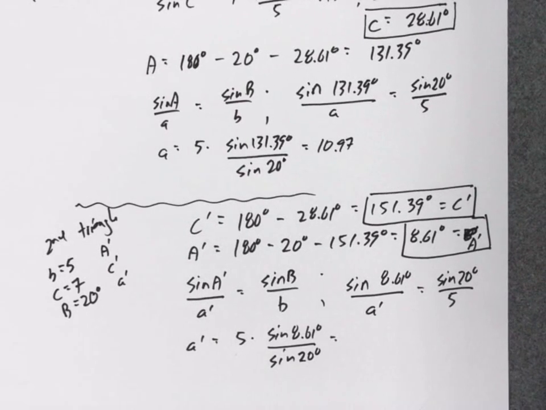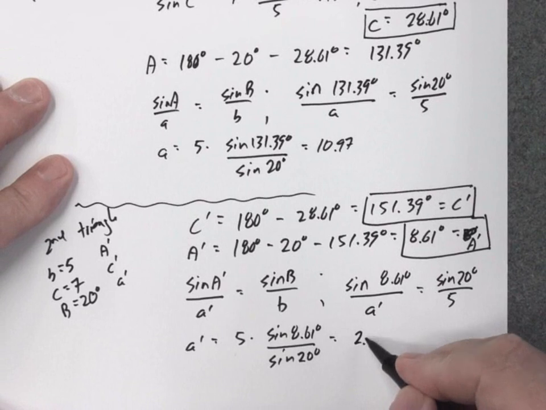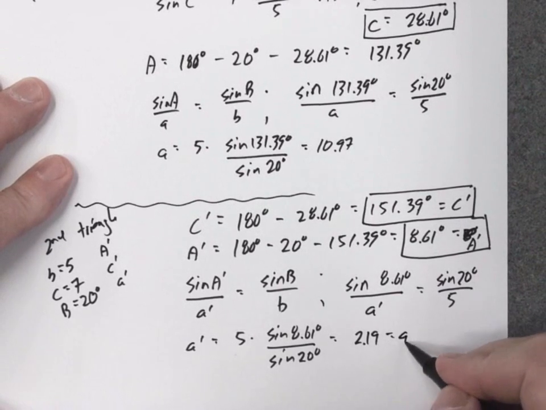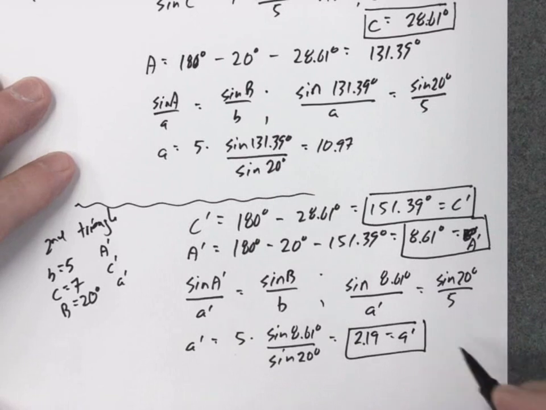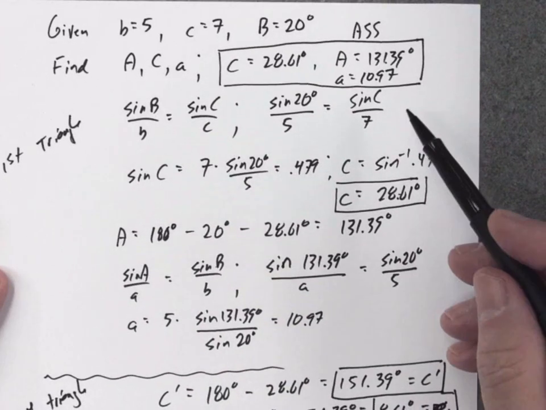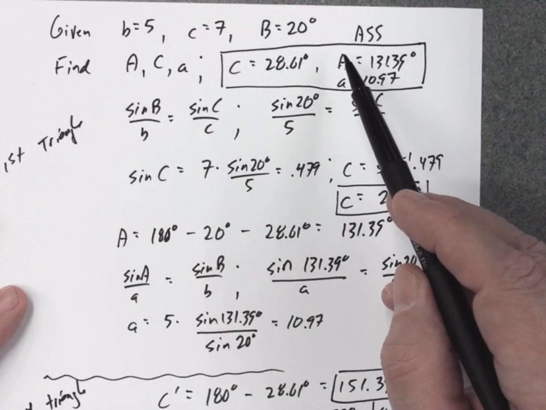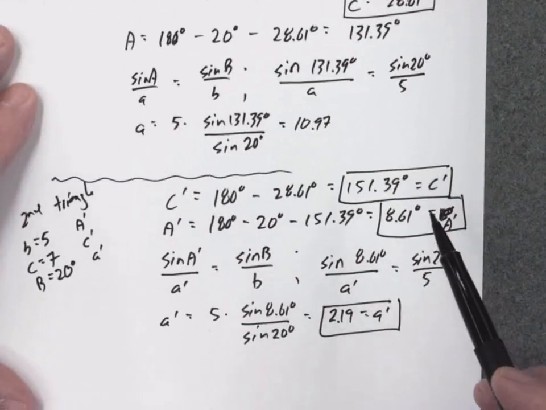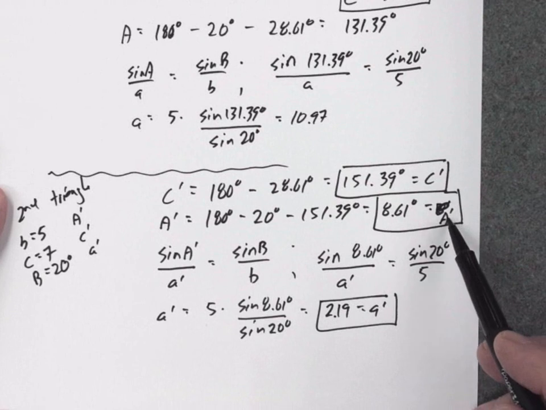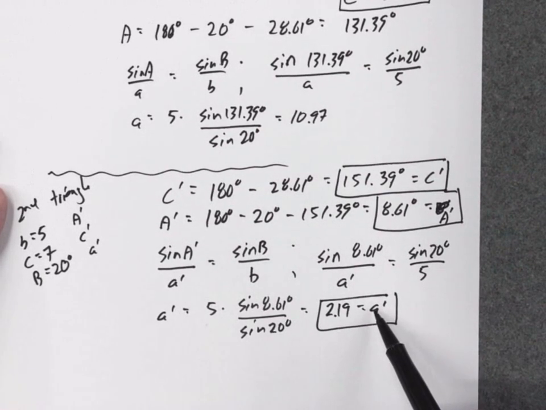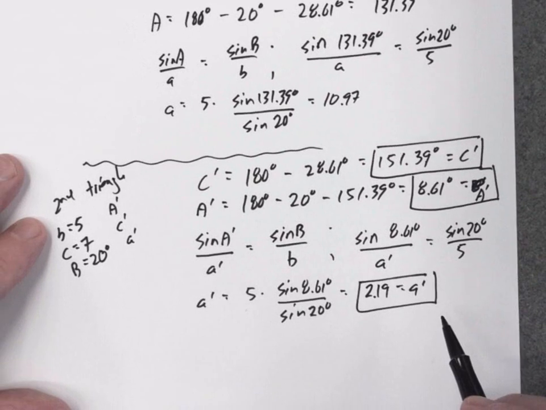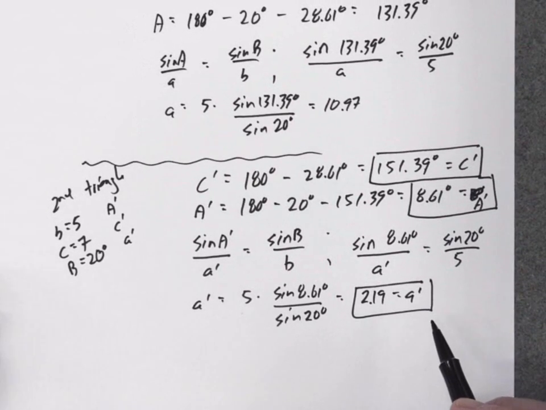So grab your calculator. The sine of 8.61 divided by the sine of 20 times 5, 2.19. So for the first triangle, this is angle A, angle C, side A. For the second triangle, angle A, angle C, side A. So it turns out there actually are two triangles that are both solutions for this problem.